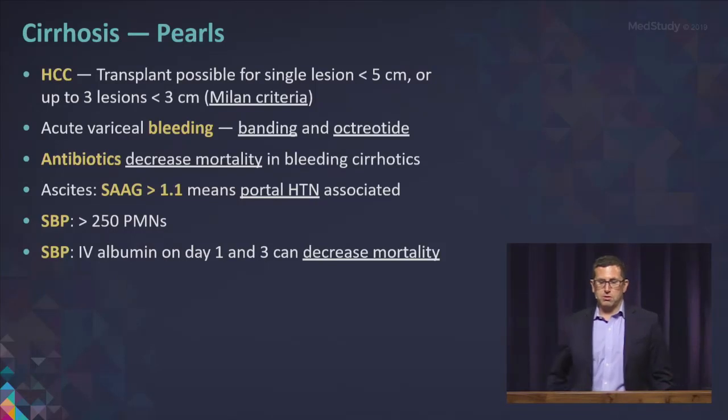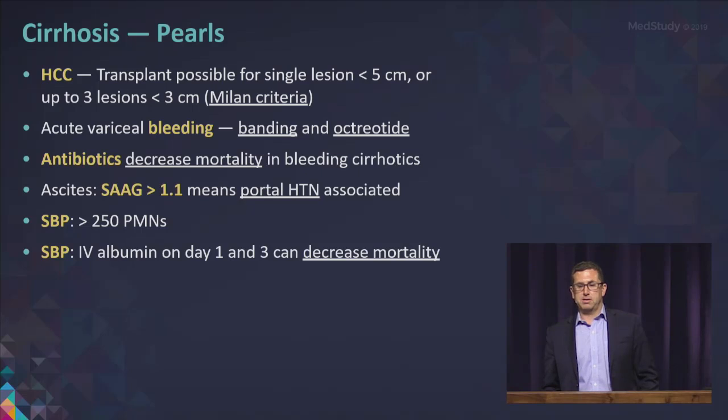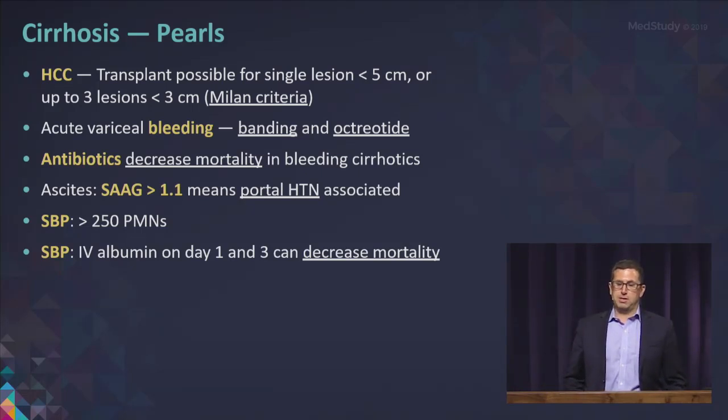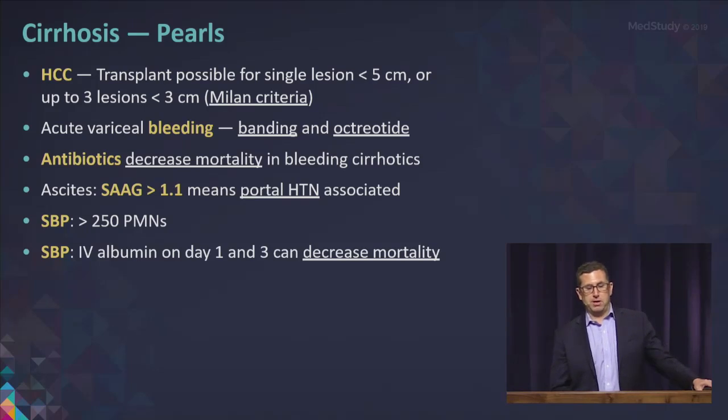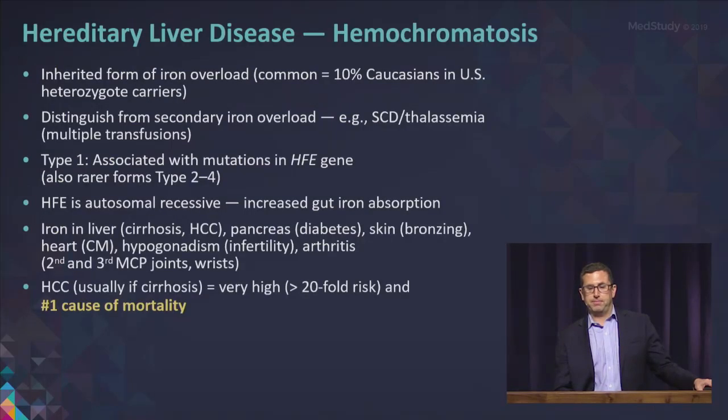So pearls for cirrhosis, HCC, you generally want to transplant for a single lesion less than 5 centimeters or up to 3 lesions less than 3 centimeters. That's the Milan criteria. Acute variceal bleeding, you want to use the combination of banding and octreotide. Antibiotics decrease mortality in bleeding cirrhotics. And if you see a SAAG greater than 1.1, that's associated with portal hypertension. SBP is associated with greater than 250 neutrophils. And in SBP, IV albumin on day 1 and day 3 can decrease mortality.